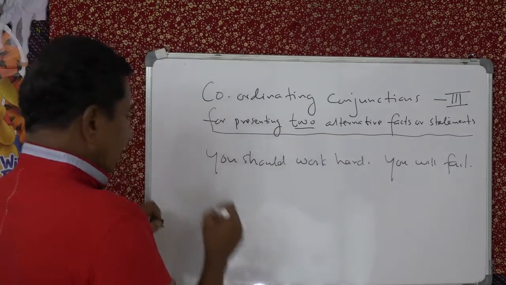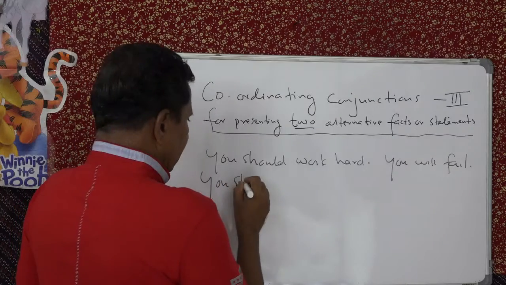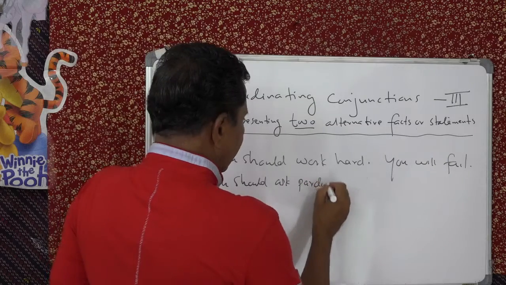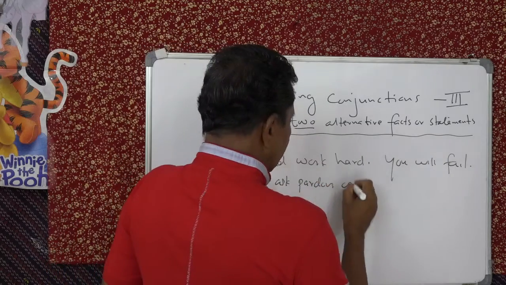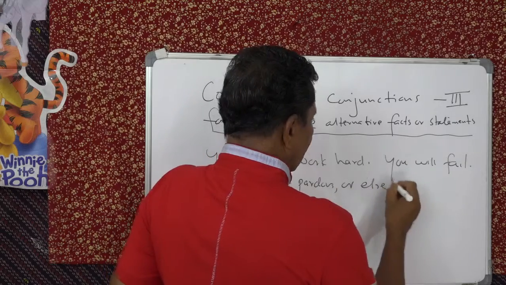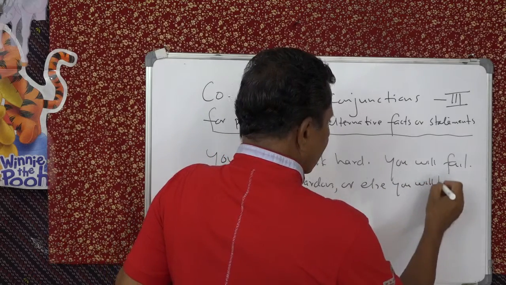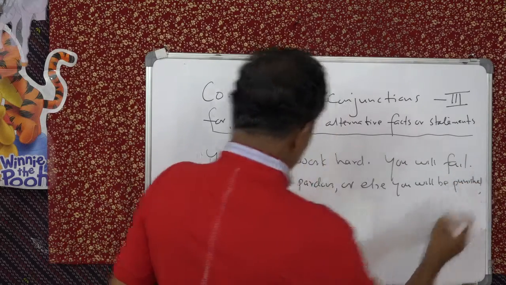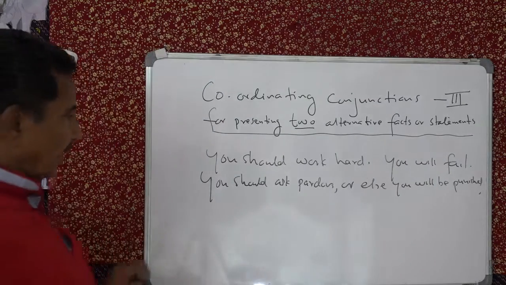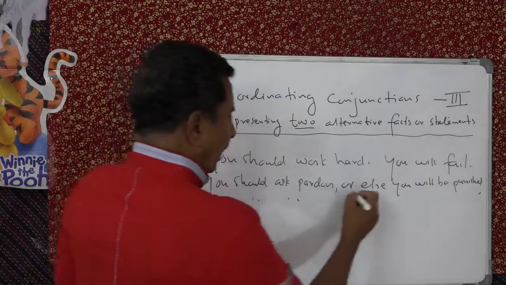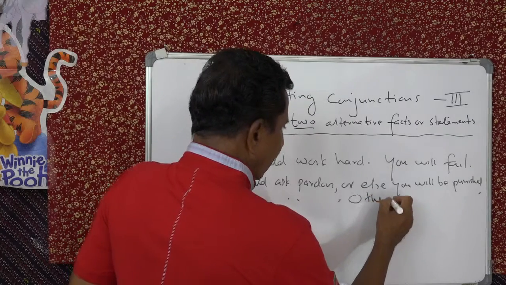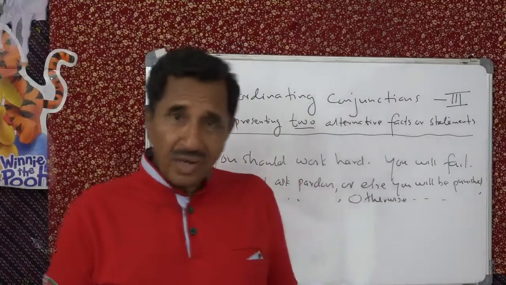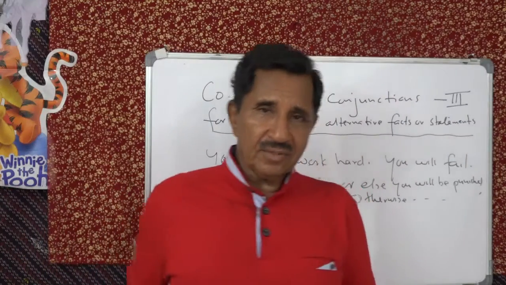Listen. So you should ask pardon or else you will be punished. See that? You should ask pardon or else you will be punished. You should ask pardon, otherwise you will be punished. So, you should run fast, otherwise you won't get the bus.